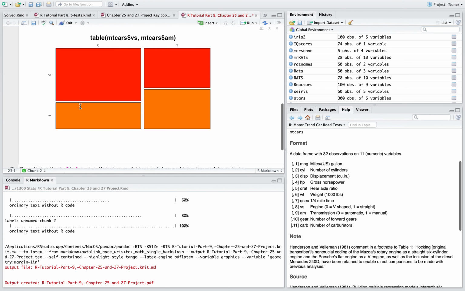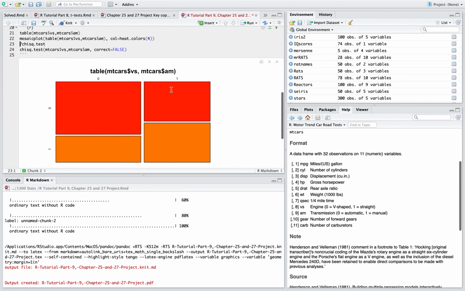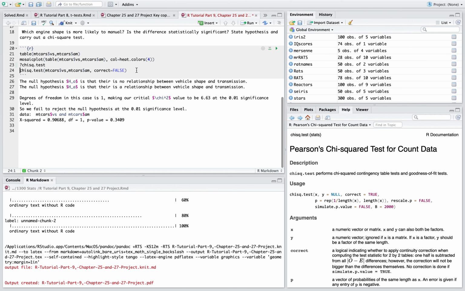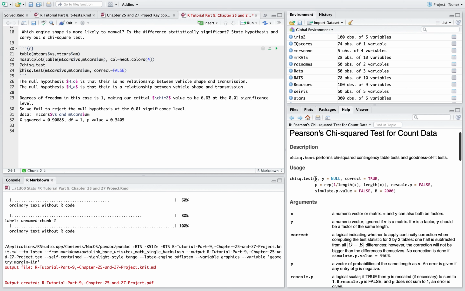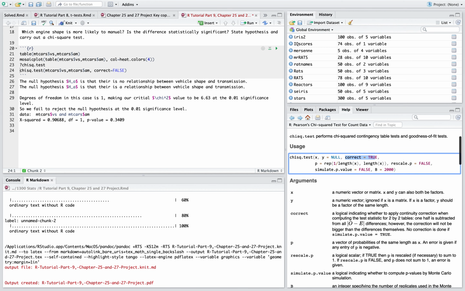So this is kind of showing how big it is. It was 12 to 7, 6 to 7. Those are pretty close in size. It's saying to run a chi-square test, right? Chi-square tests whether there is a relationship between two data variables. So you have to put in your x and your y. The one thing we're going to do is we're going to set correct to false. We don't want it to correct our data. We aren't going to be using that in this class specifically. So I can run a chi-square test of my two data values, which is engine shape and type of transmission. We set correct equal to false.